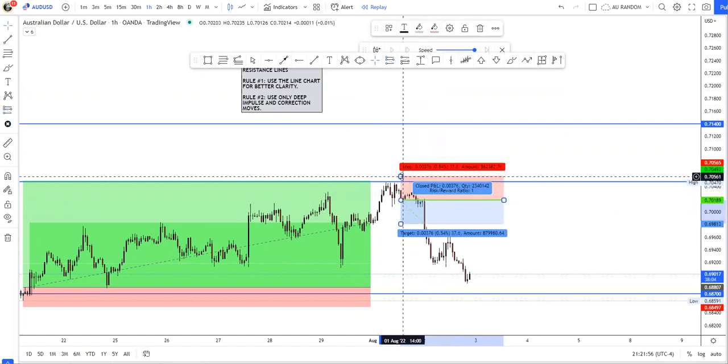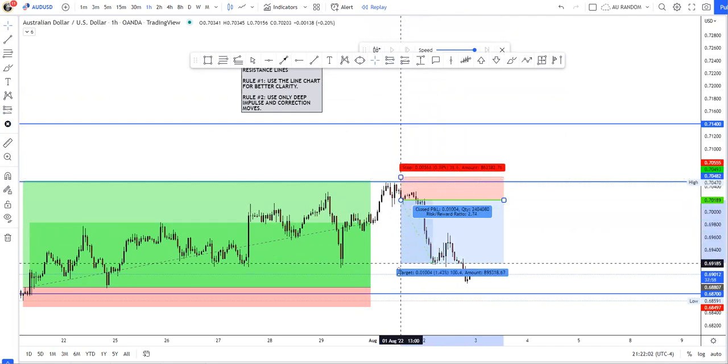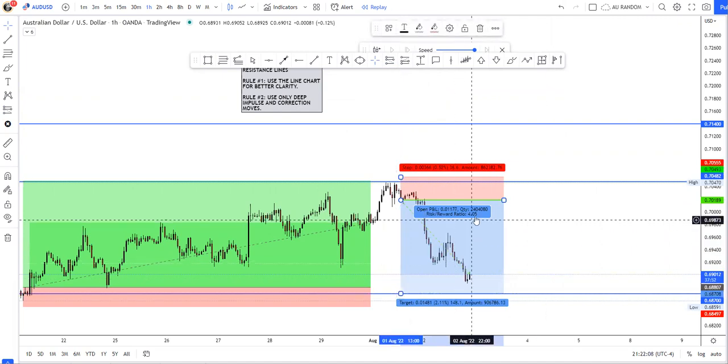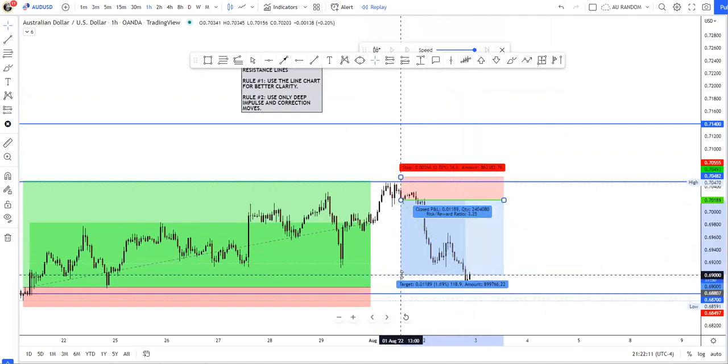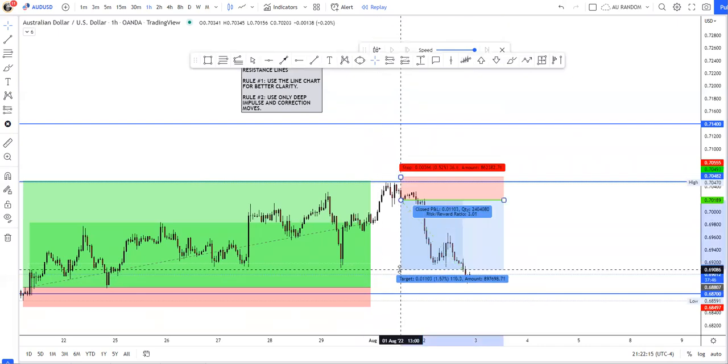And let's say you're going for a 35, 36 pip move, coming down to this support level. So right now you're up about 3.5. Even if you went for a 1 to 3, 1 to 3 was the reward.